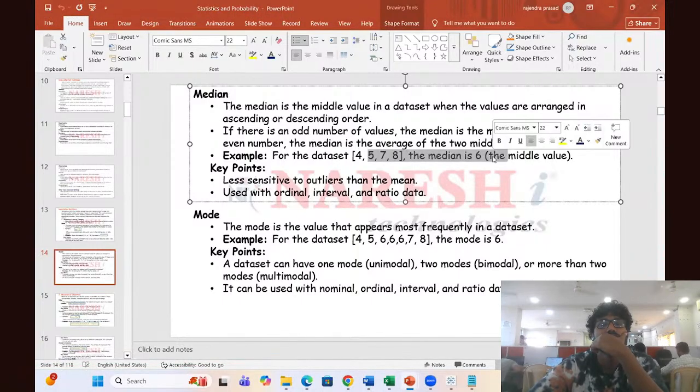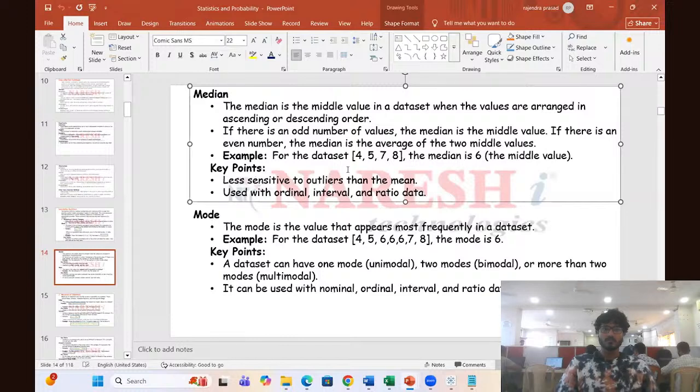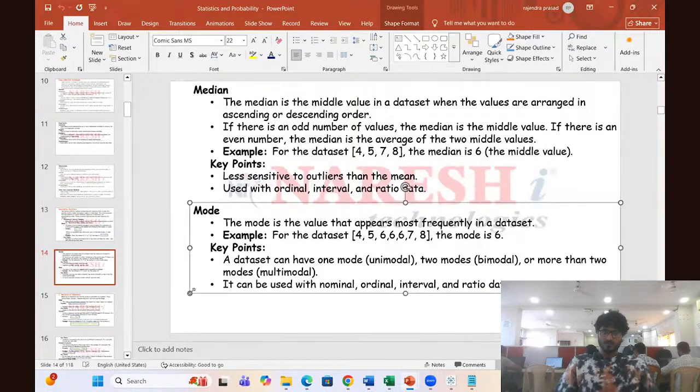Clear? Key points to remember when you are working with the median: the median is less sensitive to outliers than the mean. And the median is specifically used with ordinal data, interval data or ratio data, meaning continuous data. Okay, so that's it. Next is mode.